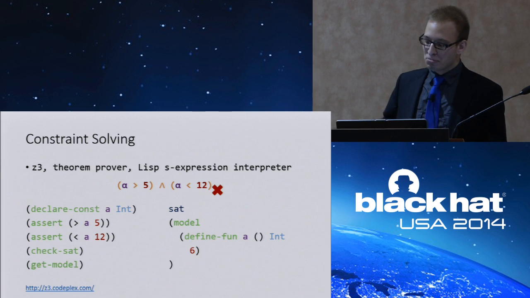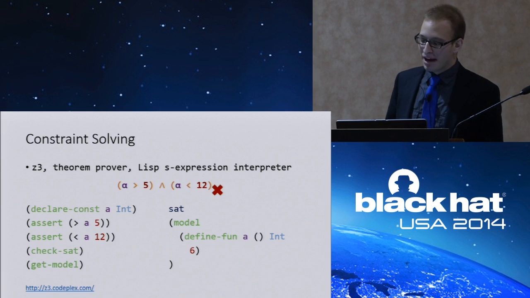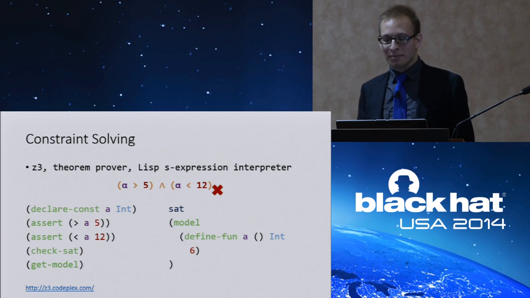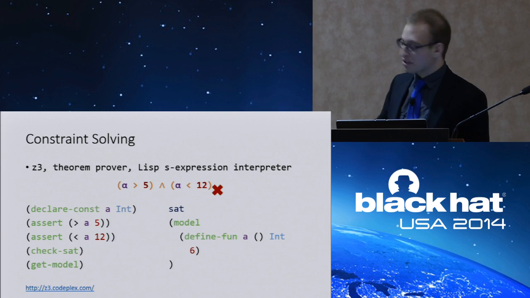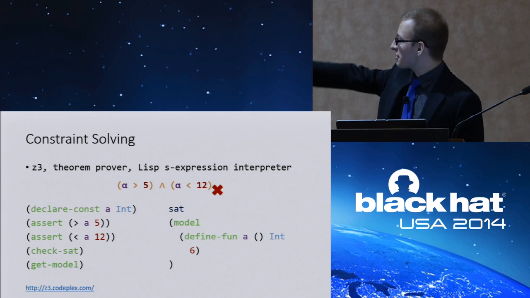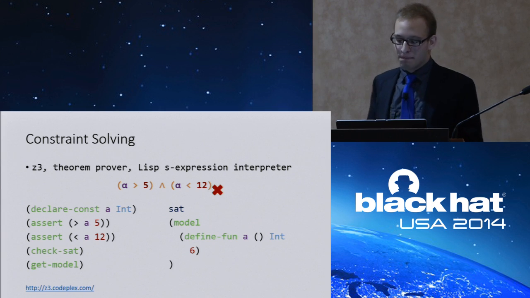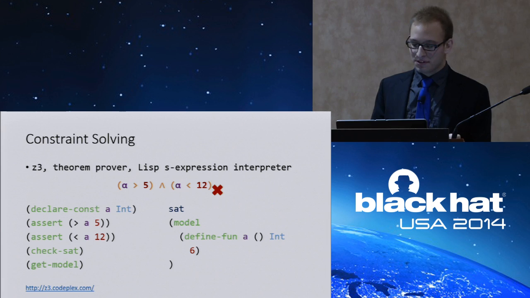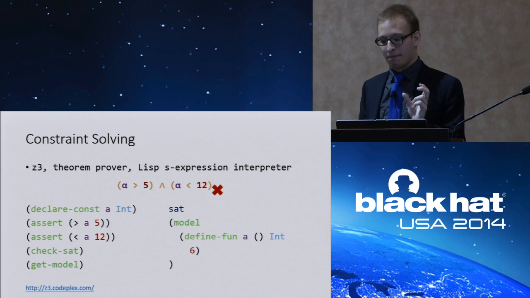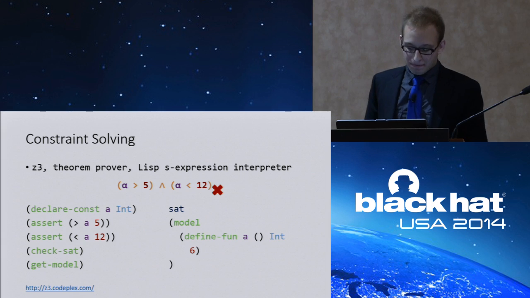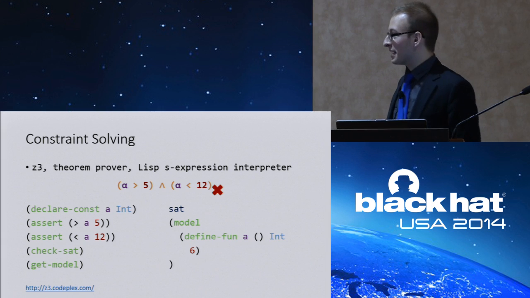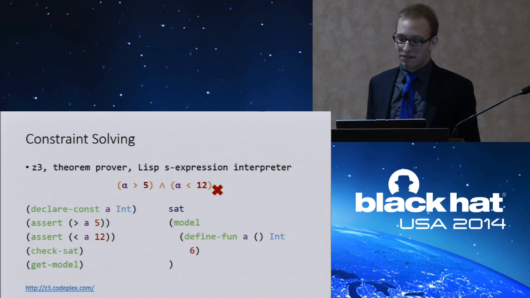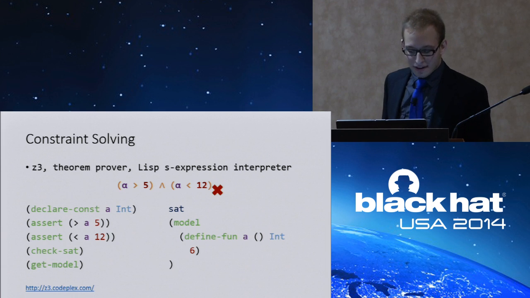Z3 is a theorem prover written by Microsoft. It interprets Common Lisp S-expressions, which are these expressions in parentheses using prefix notation. So the operator is the leftmost parameter. There are also Python bindings for Z3, which I'm told are very, very easy to use.